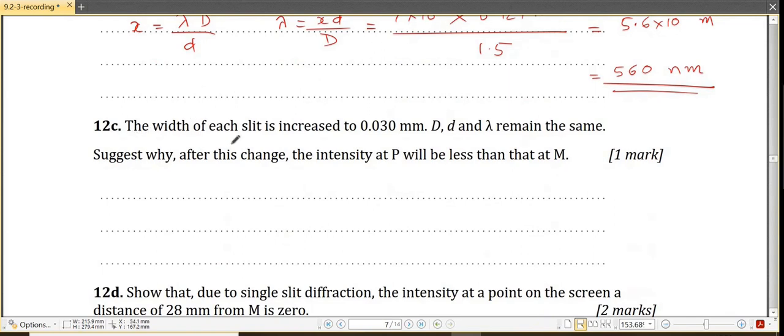Now, the width of each slit is increased to 0.30 millimeter. Previously, remember, it was a negligible width. Now the slit width is increased. Capital D and lambda remain the same, so there's no change. Suggest why after this change, the intensity at P will be less than at M.